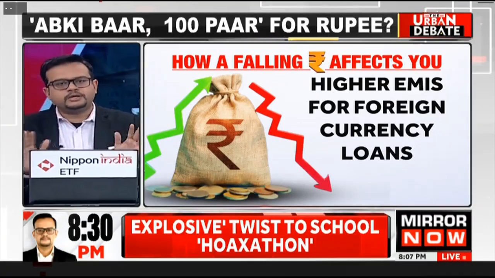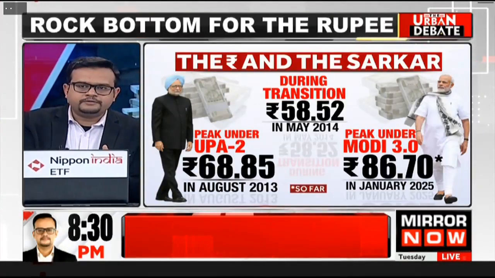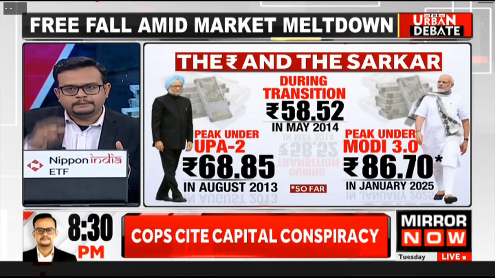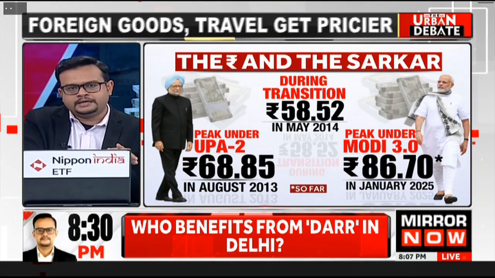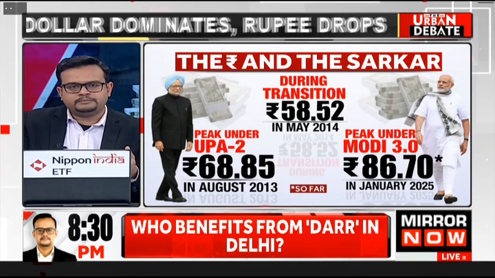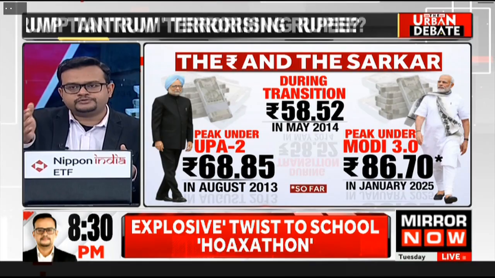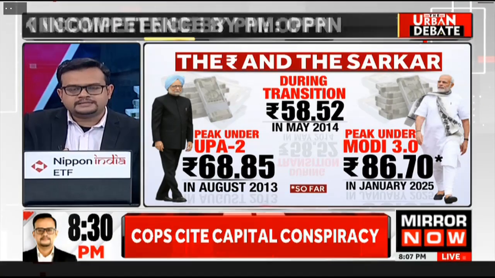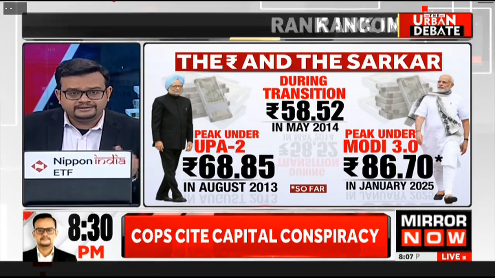So we have established now the concern behind it, and now let's look at the politics behind it. Let's look at the graphic that we are now going to put up on your screens. Under Manmohan Singh, in the UPA 2, the peak that the rupee ever reached against the dollar was 68.85 in August 2013. When the current government, the Modi government, took over in May 2014, the rupee was at 58.52 against the US dollar. Today, the peak in the last 11 years under the Modi government has reached 86.70, and this is still counting.